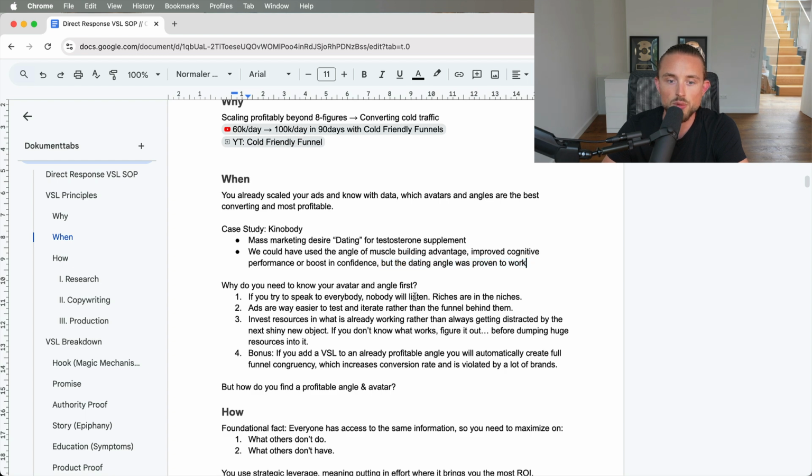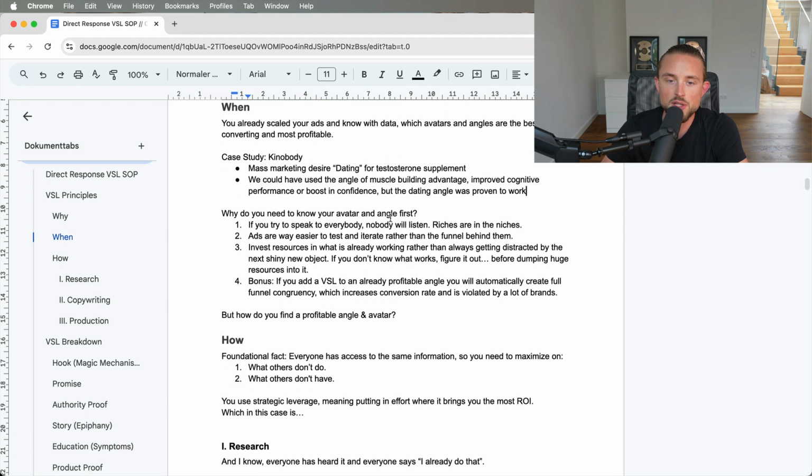But the dating angle was proven to work. So this is why you really need to have a good understanding of your avatar and your angle first. Because if you're going to craft a VSL and you just speak to everyone, nobody's really going to listen, right? Maybe you're familiar with the sentence, riches are in the niches.